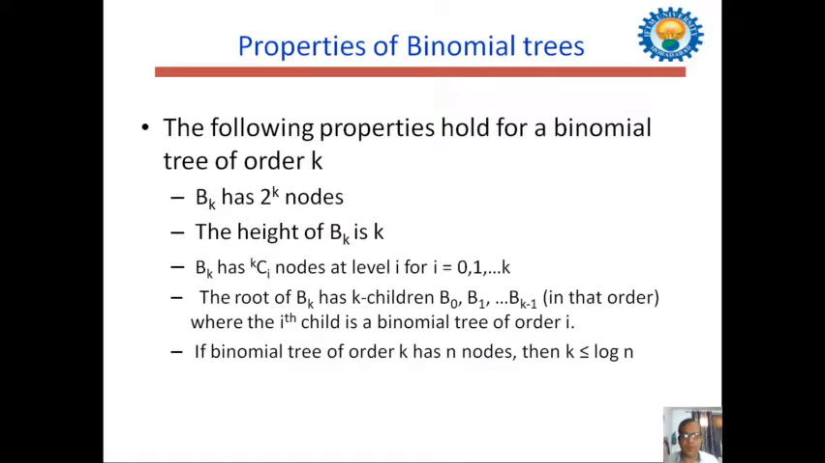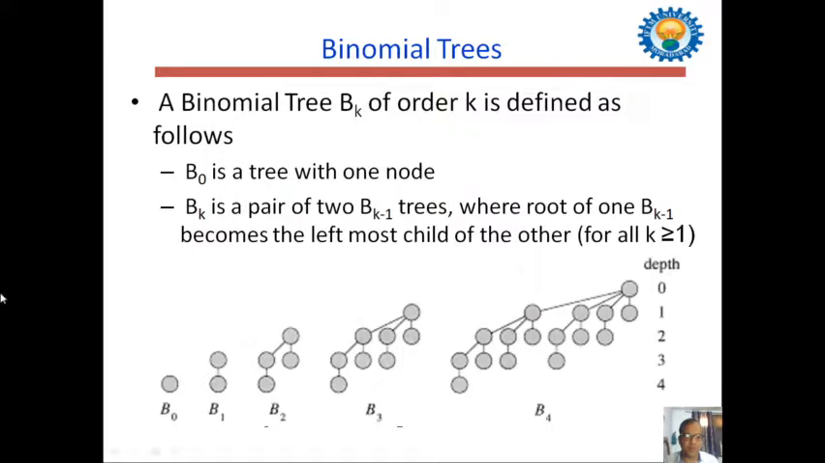Here are the properties of binomial trees. The following property holds for a binomial tree of order k. Bk has 2 to the power k nodes. We can see this property. In B0, k will be 0, so 2 to the power 0 means 1, so we have only one node. In B1, this will become 2 to the power 1, so the number of nodes will be 2. In B2, k will be 2, so 2 to the power 2 is 4. So here there are 4 nodes only.